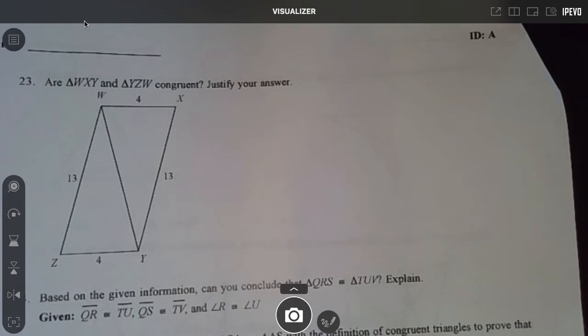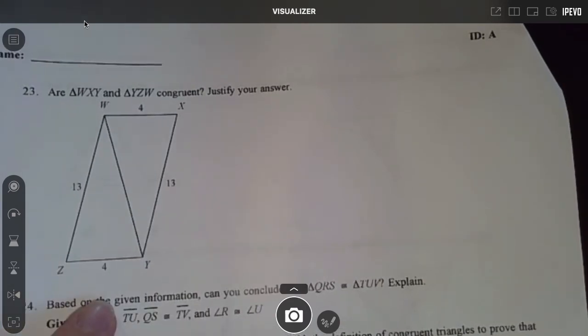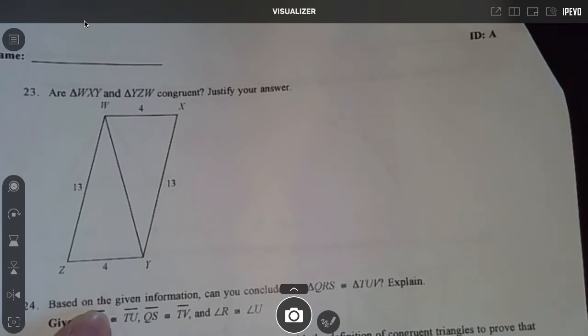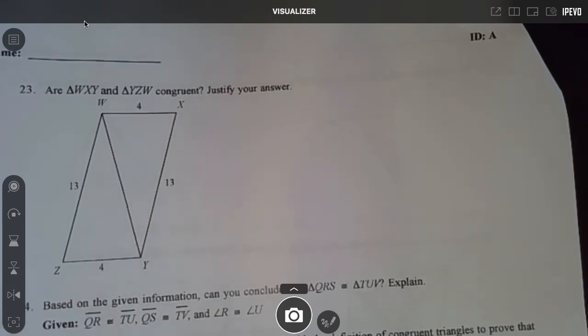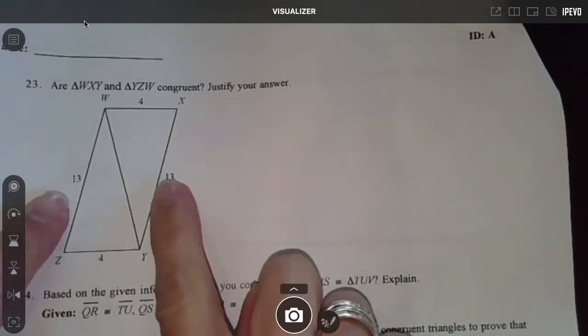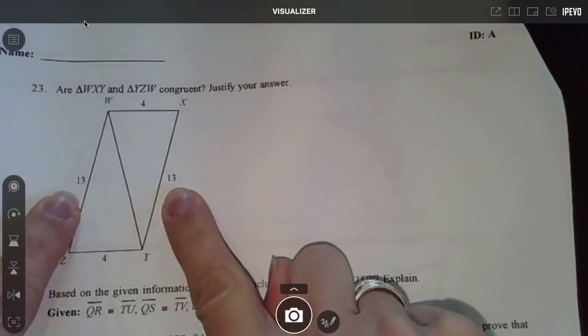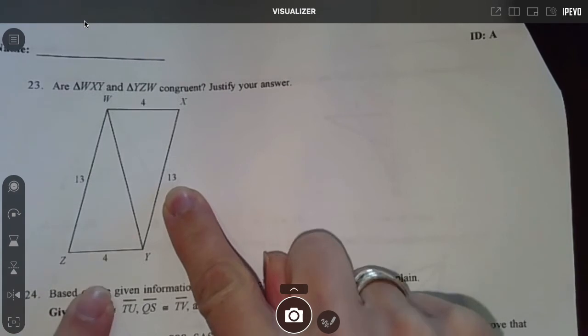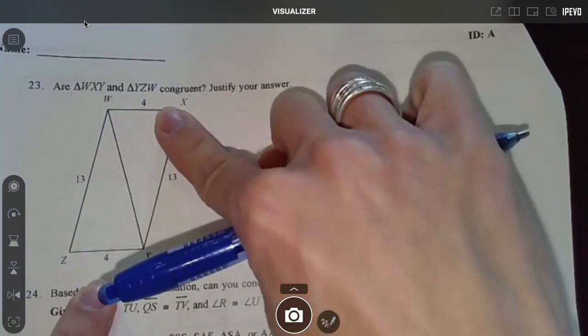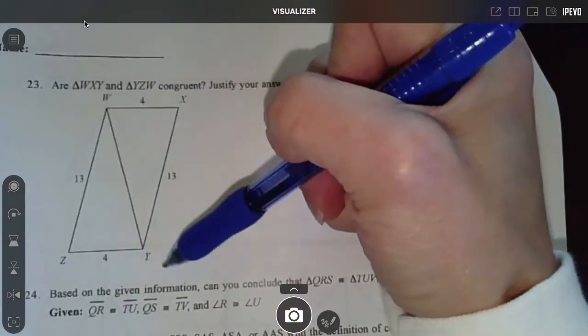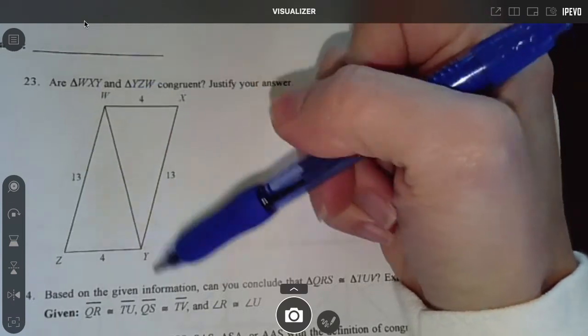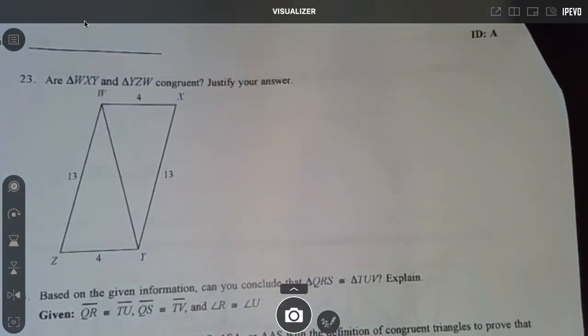So, 23 is on here. It says, are they congruent? Justify your answer. Can somebody tell me if these are congruent? Yes. Side, side, side. What do I know about these 2 sides? They're congruent. What do I know about these 2 sides? They're congruent. And what do I know about WY and WY? It's the reflexive property. It's congruent. So you could say yes, side, side, side.